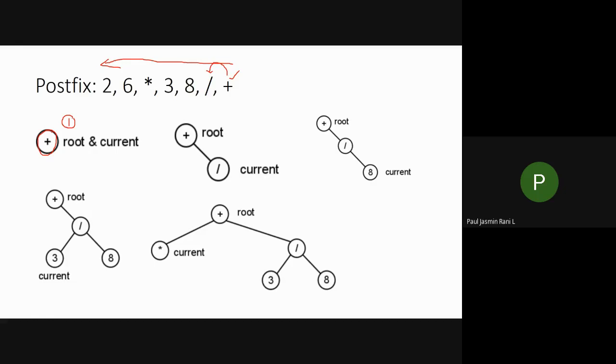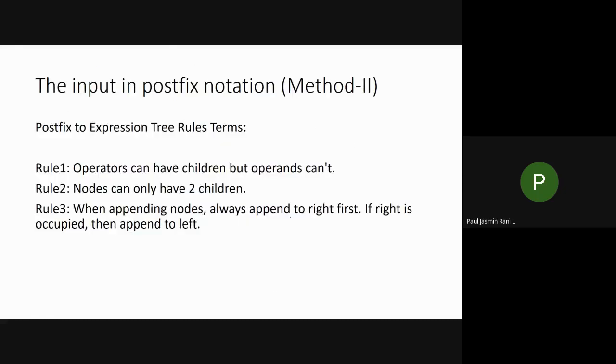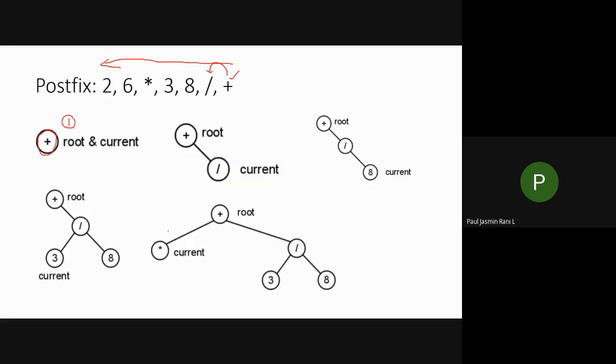So what is your third rule? Your previous third rule is you have to traverse along your right side first. Only if the right is occupied do you go to your left side. So this is the rule you have to follow. For this one, you don't have any left or right, so first you occupy your right side. I'm going to create your node, then put this slash over here. So now this becomes your current node.